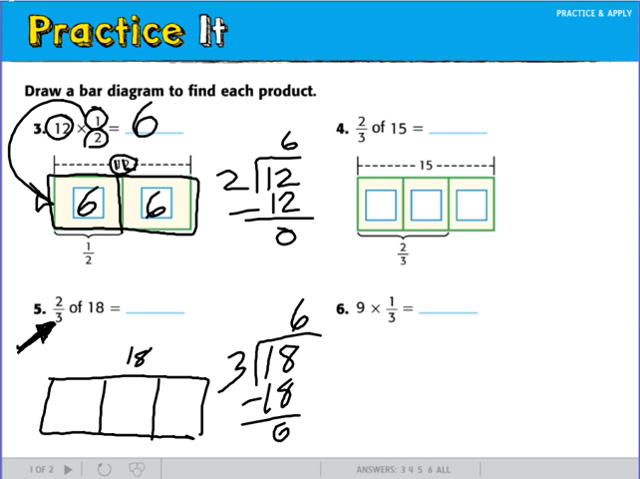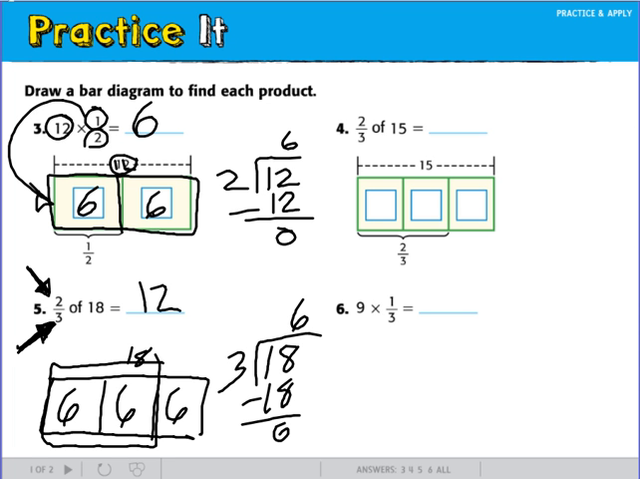So each one of these squares is going to be worth how many? 6. And then how many of the squares do I want? 2. Our numerator tells us how many squares: 2 squares, which, how many 6s is that? 2. Which equals 12. There you go. You have quite some time to finish the rest of your work. You should have plenty of time to finish.